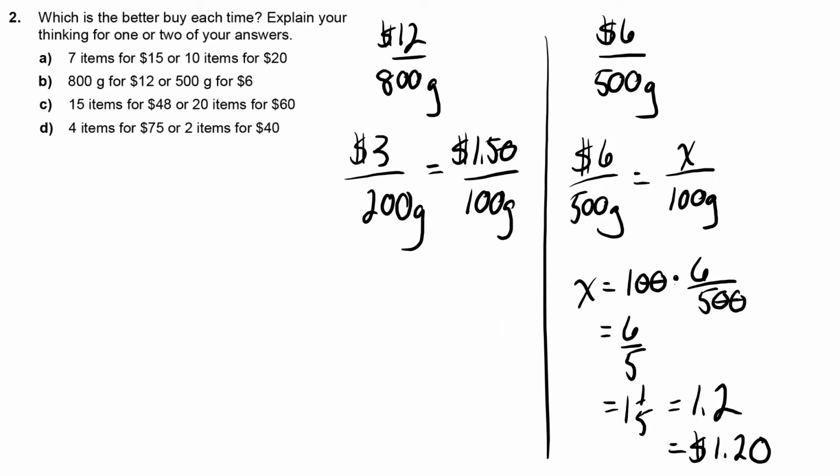So in this case, we can see that the $6 for 500 grams is a better deal than the $12 for 800 grams, because it has a price of $1.50 per 100 grams, whereas we found there's only $1.20 per 100 grams here.